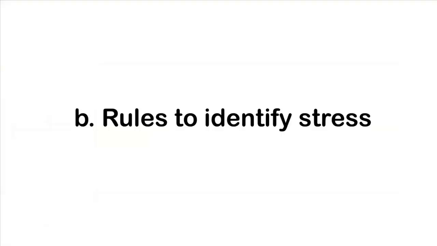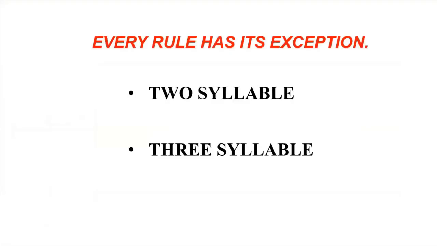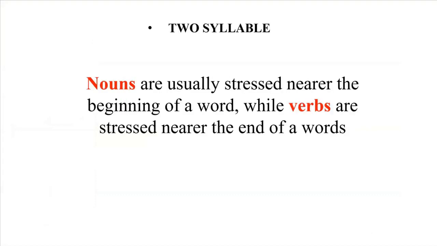B. Rules to identify stress. Every rule has its exception. Coming to two-syllable words. Well, you can see the general rule that is used for nouns and verbs. Nouns are usually stressed near the beginning of a word, while verbs are stressed near the end of a word.